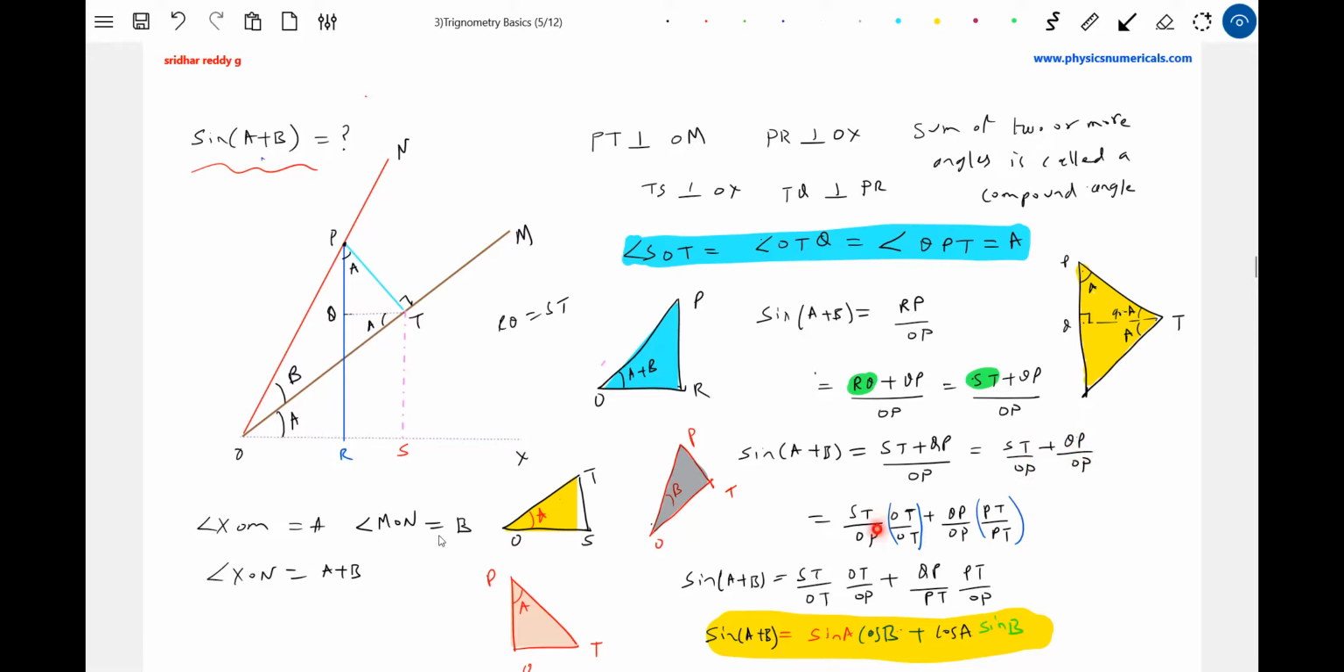Then let me rearrange this. ST by OT times OT by OP. Similarly, QP by PT times PT by OP. Okay, I have some terms. Let me define the other triangles. First, ST by OT. Look at this triangle, OST, right angle triangle. I have brought it here.